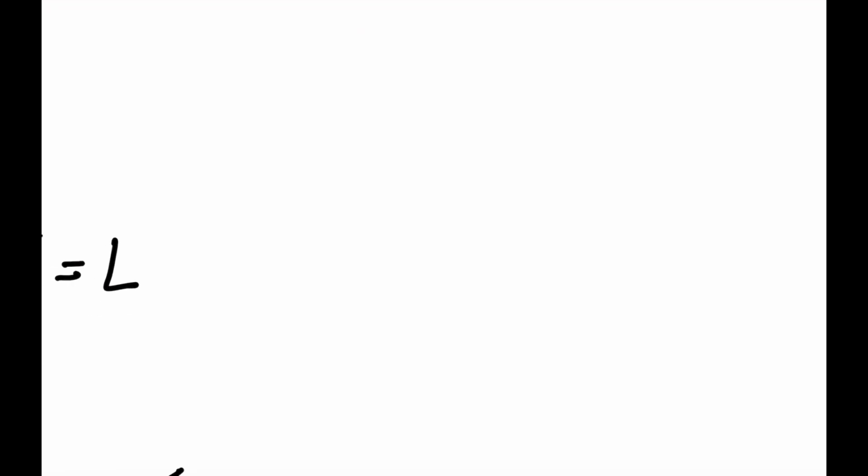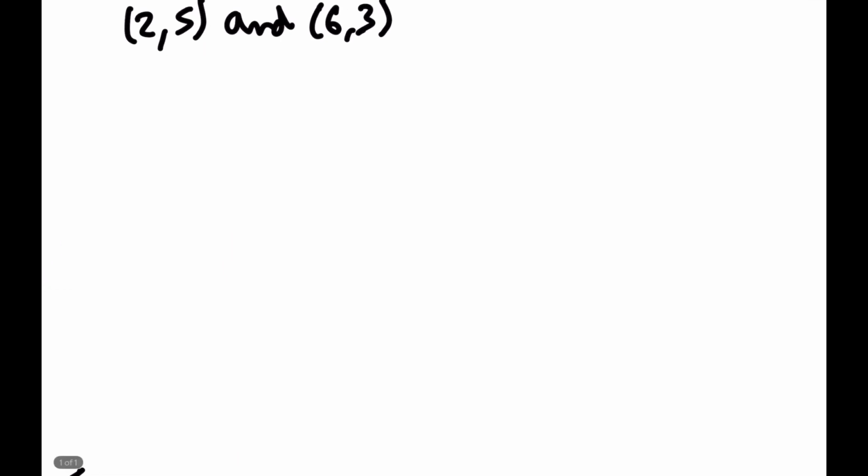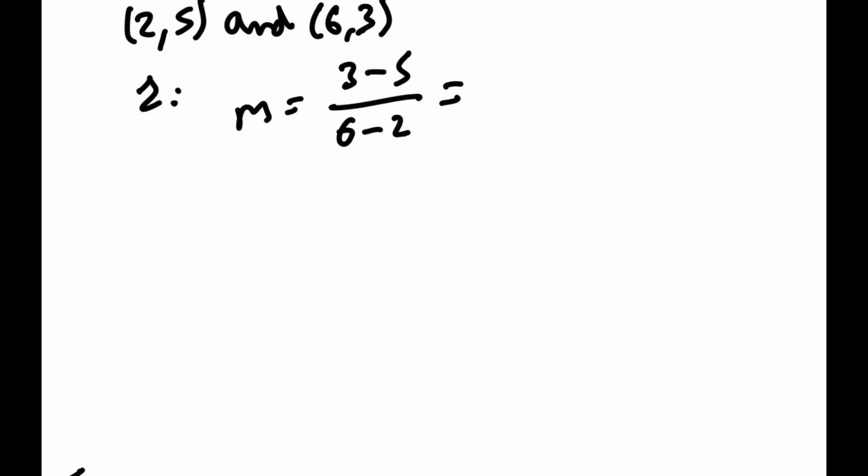For example, if you have a line joining (2, 5) and (6, 3), how would we find the equation of the line, the length of the line, the midpoint, and the perpendicular distance? If we find the equation first, we would find m first, which is 3 minus 5 over 6 minus 2, and we get minus a half.